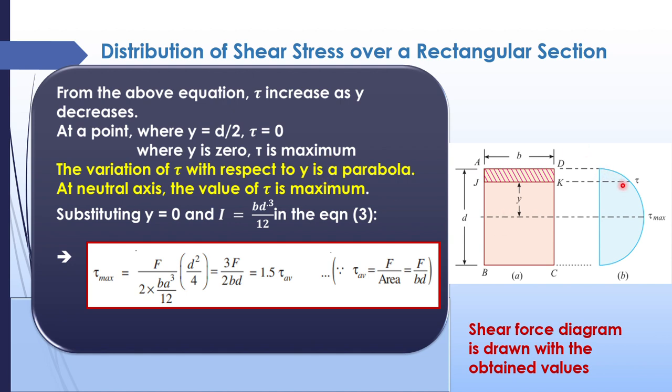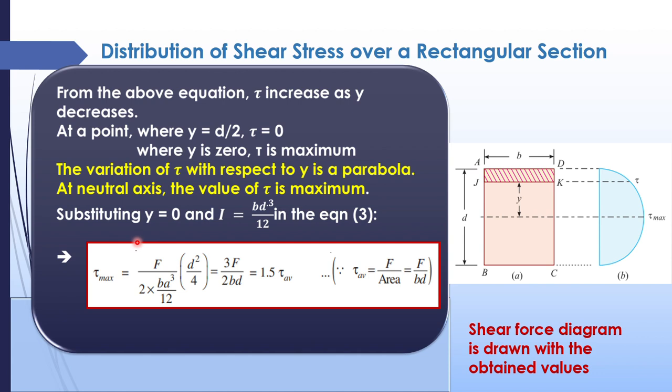And the shear stress distribution diagram will form the shape of a parabola. So at the neutral axis, the value of tau is maximum, tau max, and at this point it will be minimum. The same will be at the bottom portion also. Got it? So it will form the shape of a parabola having the maximum at the center, that is the neutral axis, and having the minimum at the two extreme fibers. Got it?